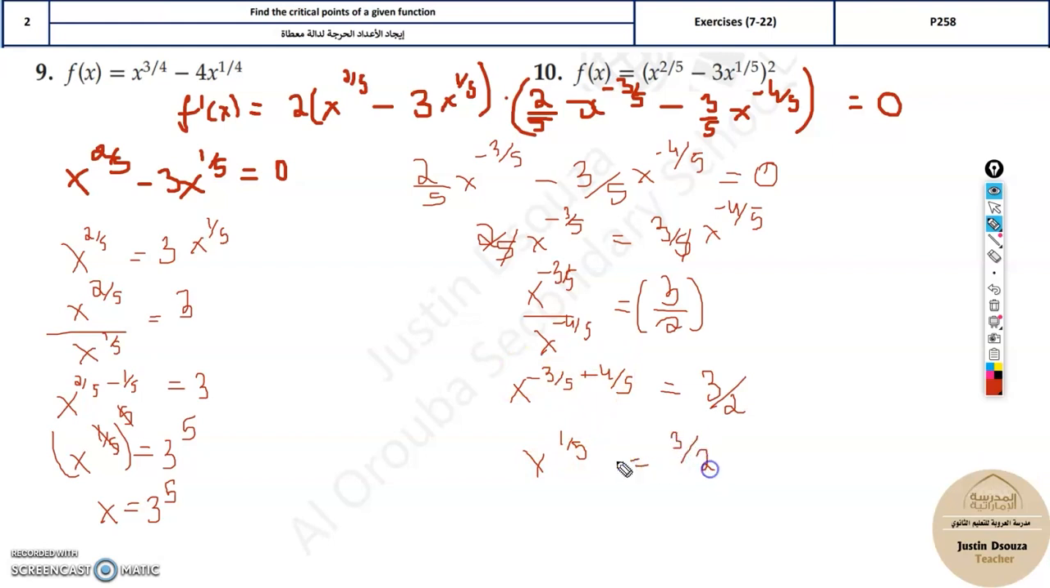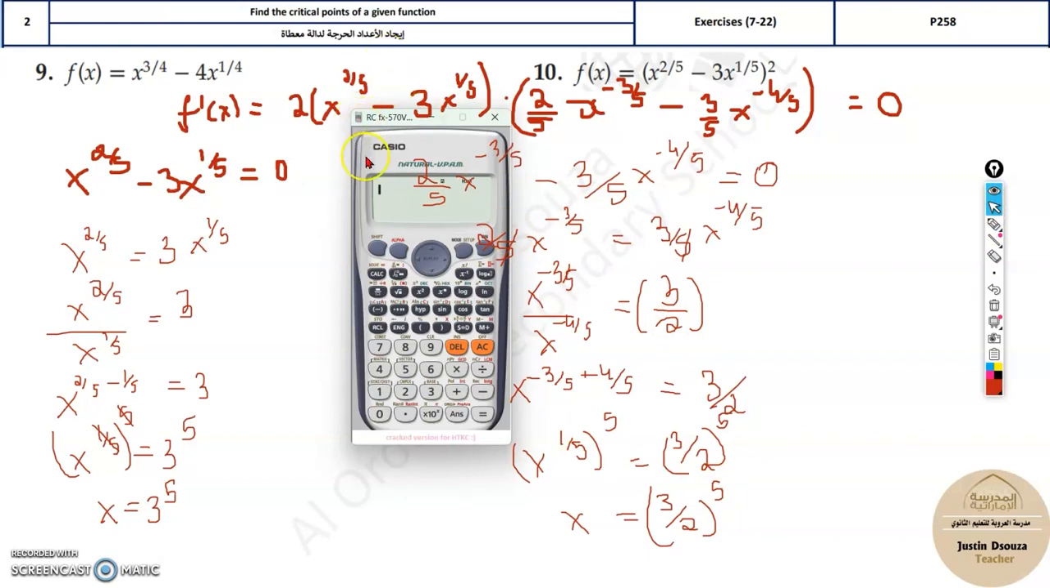Now again it's the same thing, raise both the sides to the power 5 over here and over here. Just like over here, but over here it's only 3. Over here x is equal to (3/2) the whole power 5. So these are our two critical numbers: x is 3^5, x is (3/2) whole power 5. I am not sure whether you will get it in calculator, but still, let's just try it once.